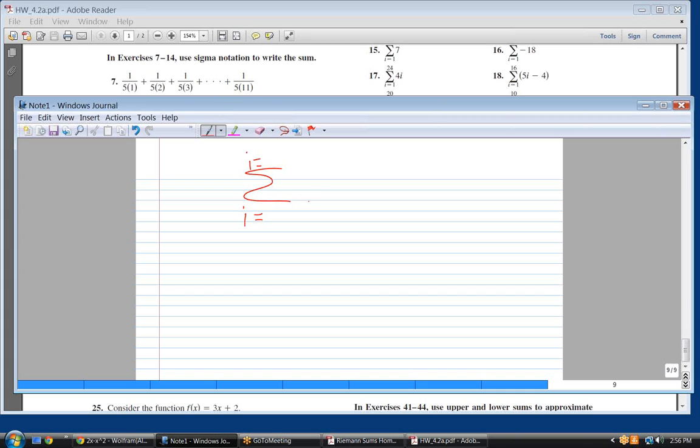Well, number 7, what's that look like? Any idea? I'll give you a hint. I is going to go from 1 to what? 11. Okay. And what's the series going to look like? 1 over 5i. You got it. So the first term would be that, the next term would be that, and so forth up to 11.